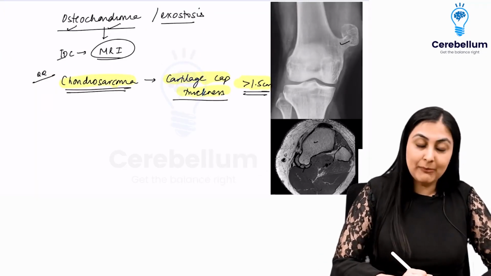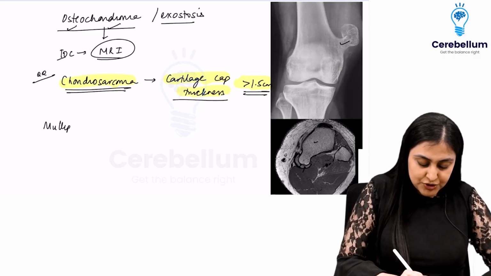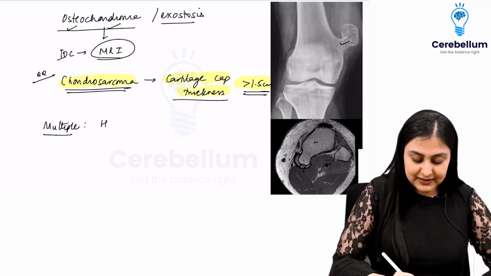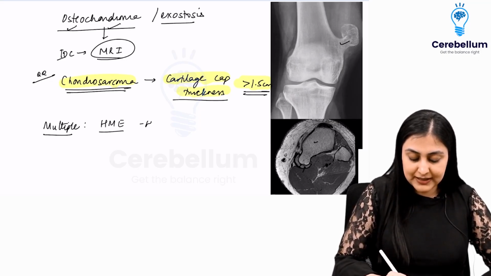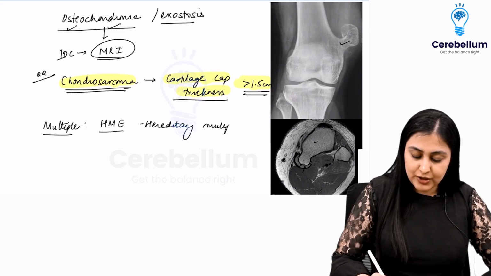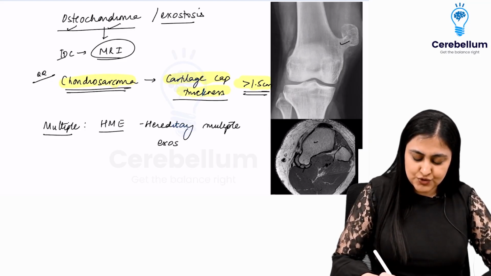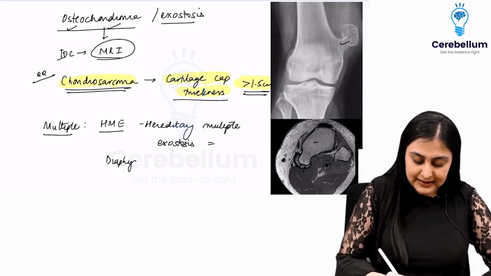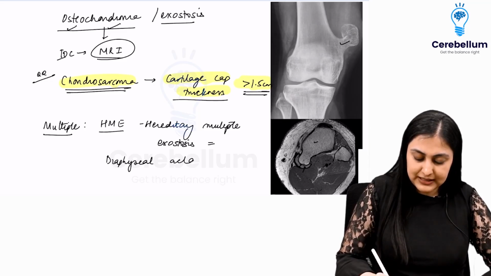Now it can also be multiple. You can also have multiple osteochondromas in certain patients, which is a hereditary syndrome. So that is given a simple name of HME, that is hereditary multiple exostosis. Okay, so this is called hereditary multiple exostosis and also given the name of diaphyseal aclasis.